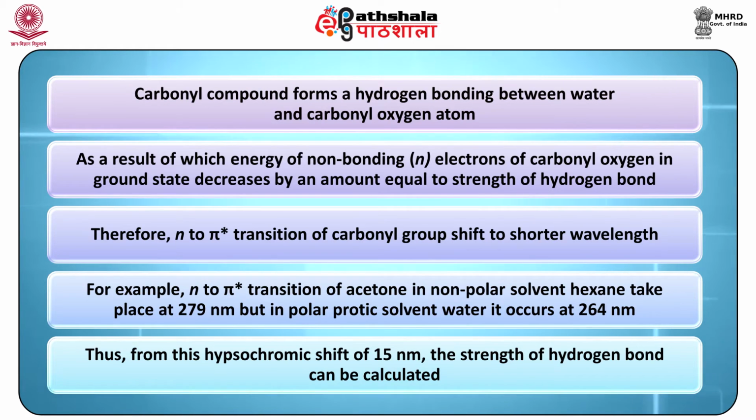Therefore, the n to pi star transition of the carbonyl group shifts towards the shorter wavelength. For example, the n to pi star transition of acetone in the non-polar solvent hexane takes place at 279 nanometers, but in the polar protic solvent water, it occurs at 264 nanometers. Thus, from this, the hypsochromic shift of 15 nanometers is the strength of the hydrogen bond, which can be calculated.